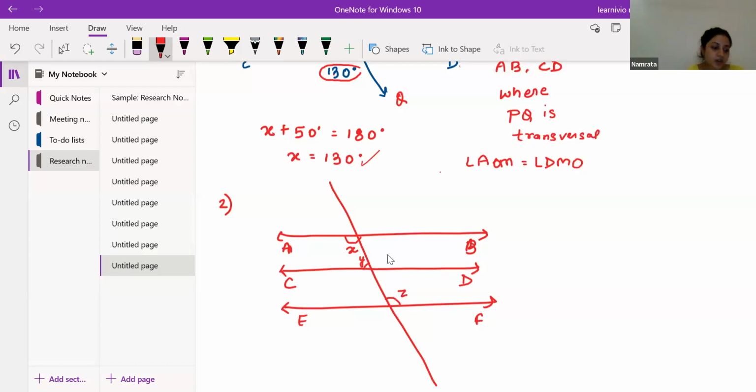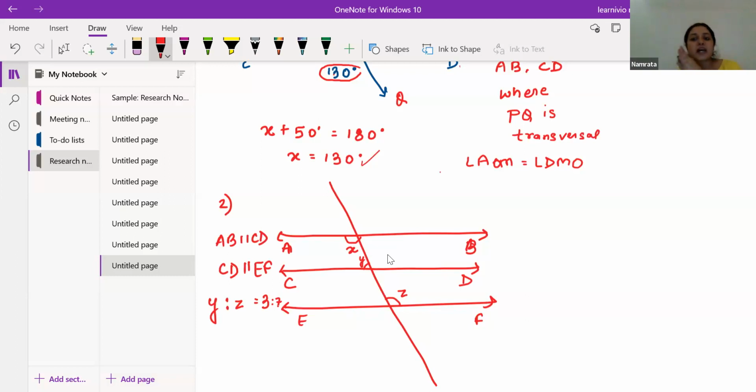All right. It says that AB is parallel to CD. It is written over there that AB is parallel to CD, and it is also written that CD is parallel to EF. We also know that Y:Z is 3:7. Find X. We have to find X.